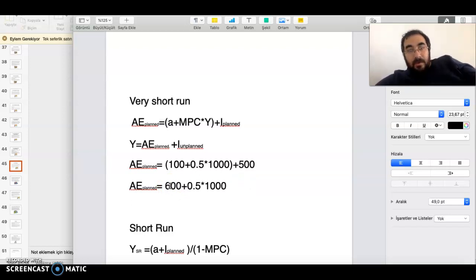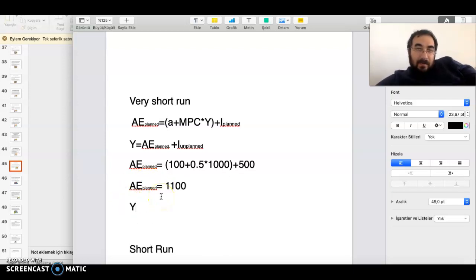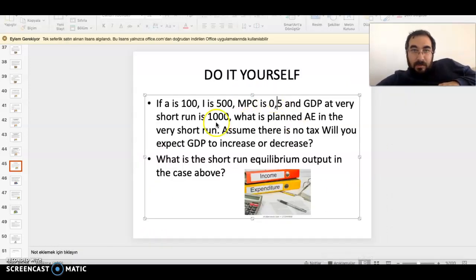Well, 0.5 times 1000 is 500, and 600 plus 500 is 1100. Now, what was my Y? My Y is equal to AE planned plus I unplanned. I have been given my Y, the output level, which was equal to 1000, basically.